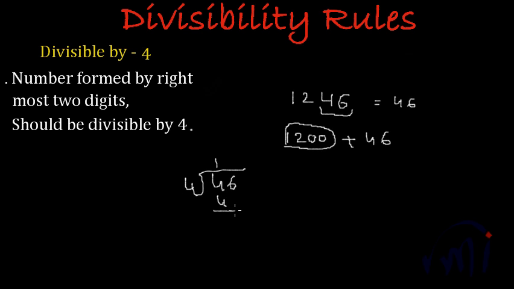So let's see whether this 46 is divisible by 4 or not. 4 ones are 4. If we subtract, 4 minus 4 gives us 0. And now let's note down this 6. 4 ones are 4. And again after subtraction we get 2, right? So 2 is the remainder. That means 46 is not divisible by 4. And this also tells us that 1246 is not divisible by 4. Right? So this was the divisibility rule of 4. We have also learnt the logic behind this rule, and we have verified the logic using a few examples.